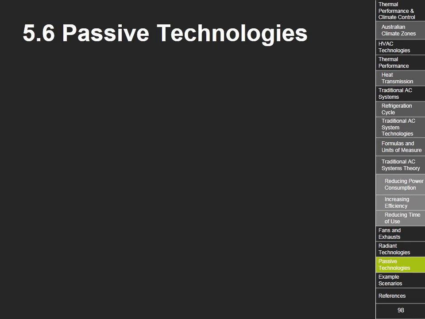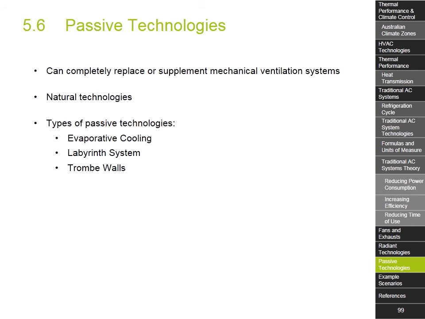Passive technologies. Passive technologies can often completely replace or supplement a mechanical ventilation system, depending on the climate. Passive conditioning technologies are essentially passive ventilation technologies which employ existing resources and heat transfer properties to cool a space naturally, with little to no electrical assistance. They include evaporative cooling, Trombe walls, and wind tunnels, like Federation Square's Labyrinth system.